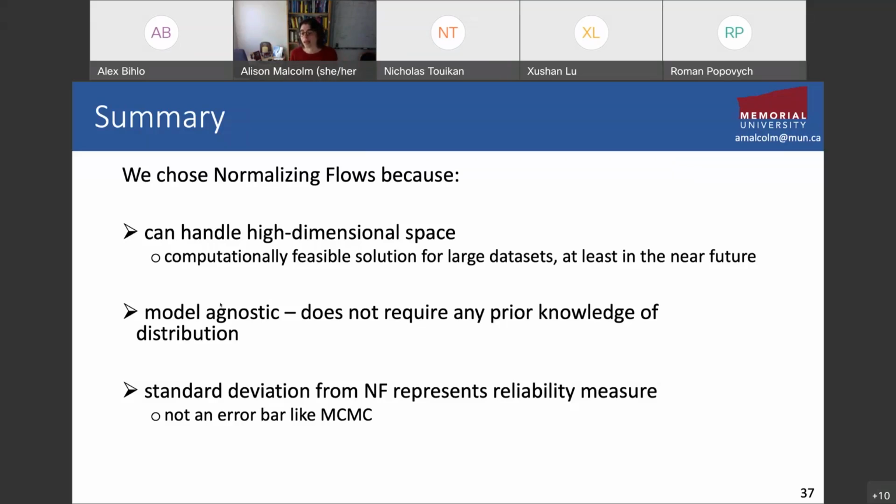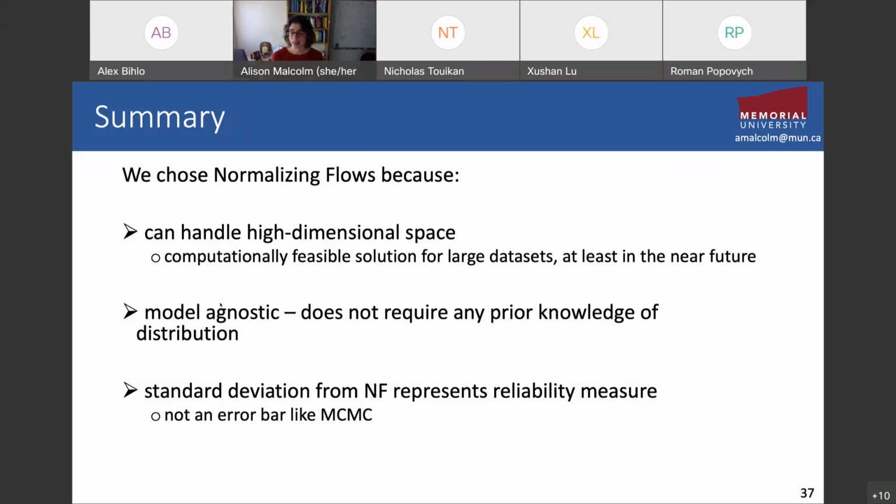And we get a reliability measure. It's not an error bar. This is a downside of normalizing flows. From Markov chain Monte Carlo, we really get an error bar. But from normalizing flows, we get more of what we call a reliability estimate, but we get a somewhat undefined quantity that describes the spread in our data.